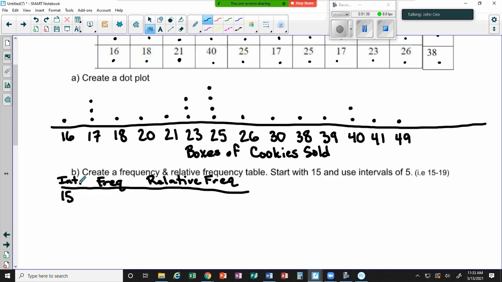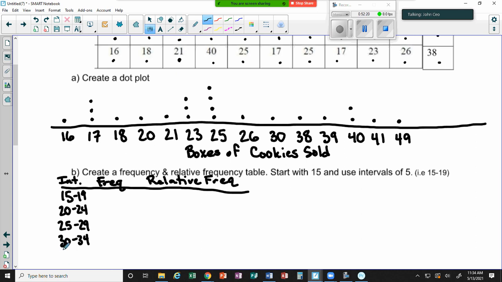So my first interval is going to be what? Yeah, 15 to 19, because you have to include 15, right? 15, 16, 17, 18, 19. 15 to 19. So then what's the next interval? 20 to 24. What's the next interval? 25 to 29. What's the next interval? 30 to 34.